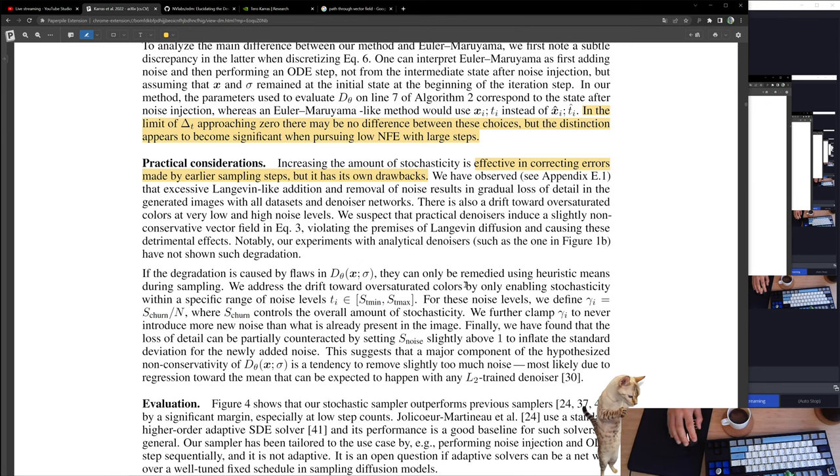We address the drift towards oversaturated colors by only enabling stochasticity within a specific range of noise levels. Okay. This is their hyperparameter S churn. We further clamp gamma to never... So gamma i is basically just the churn divided by the step size. Finally, I found that the loss of detail can be partially counteracted by setting S noise slightly above 1 to inflate the standard deviation for the newly added noise.